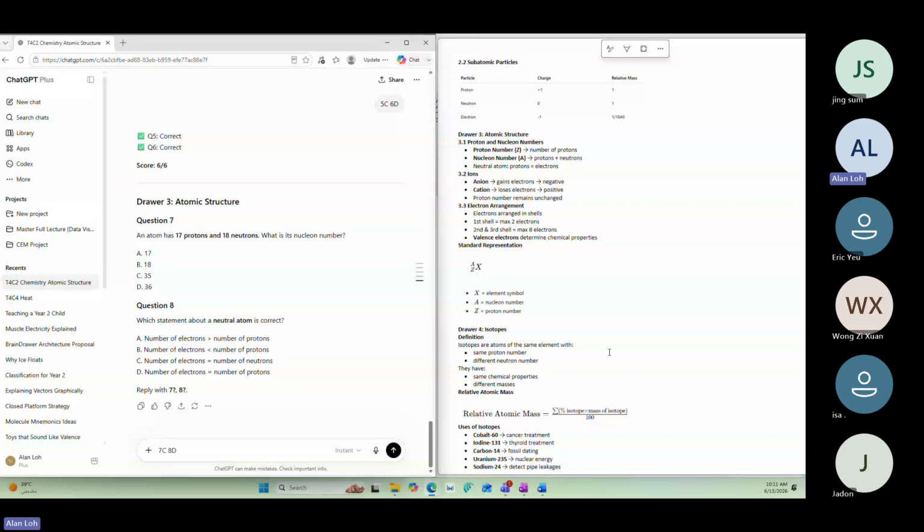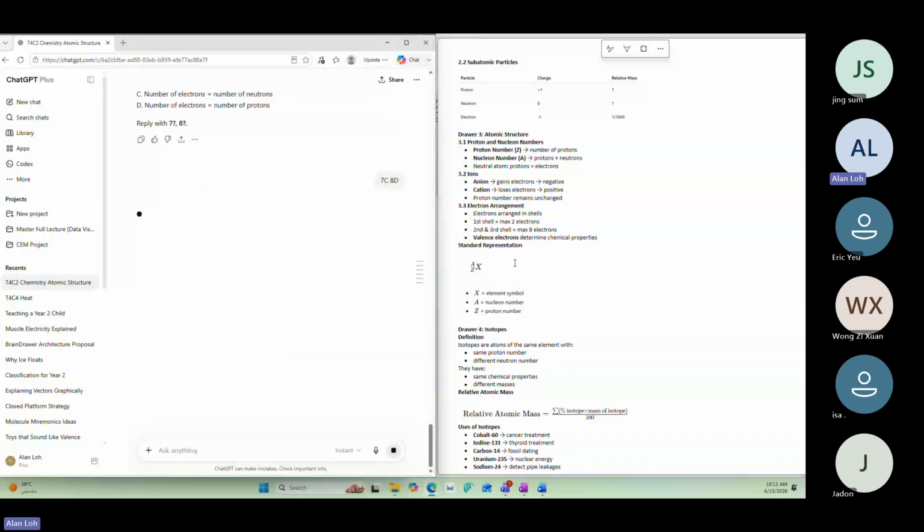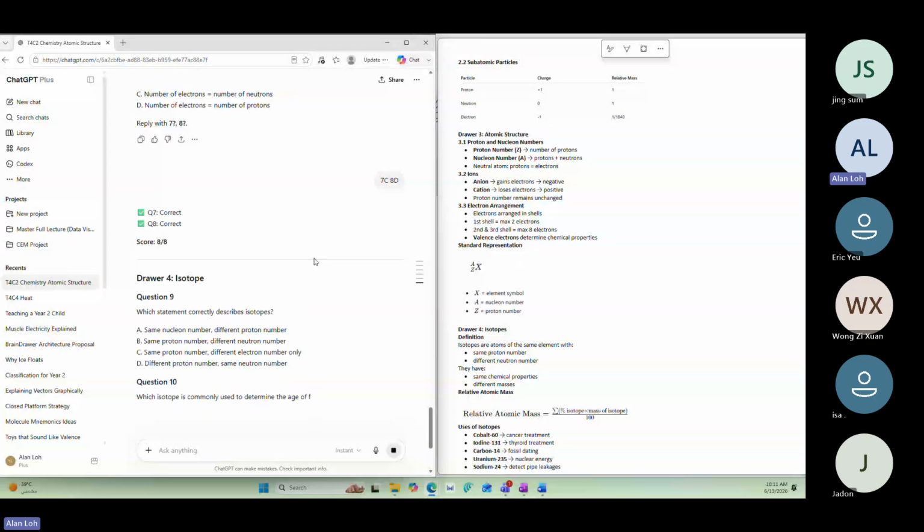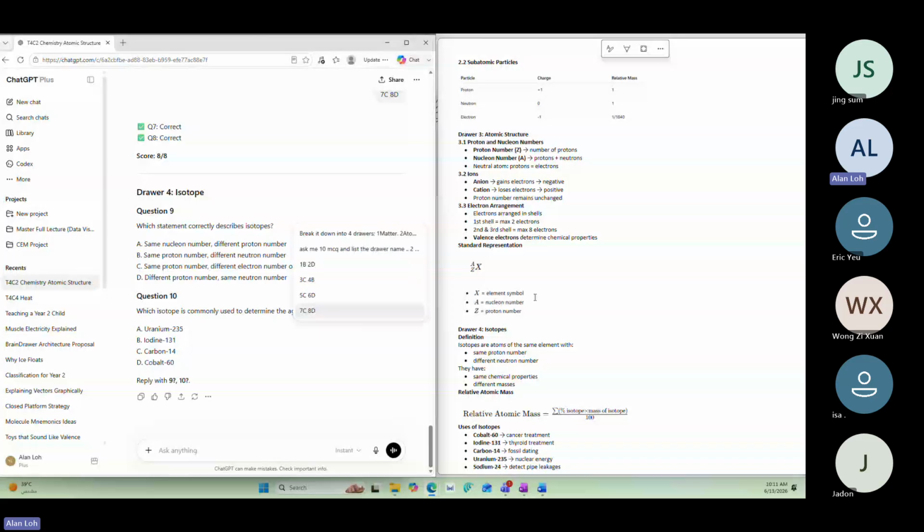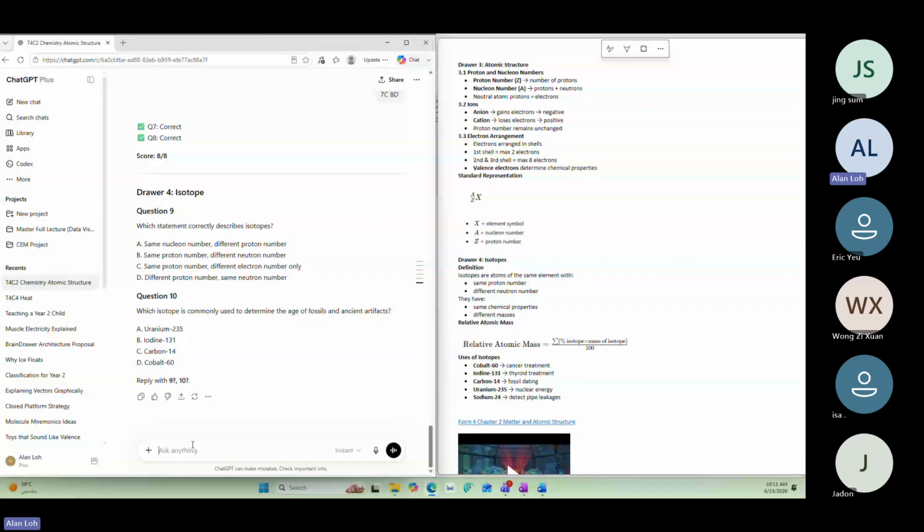All right, isotope, drawer 4. What is isotope? Sorry, I'm speaking in Malay. Question 9. Which statement correctly describes isotope? Which isotope is commonly used to determine the age of a fossil or an ancient artifact? Okay, the answer is all inside the keynotes.